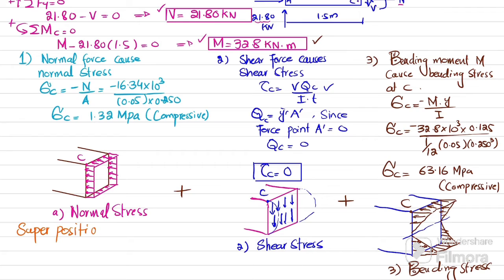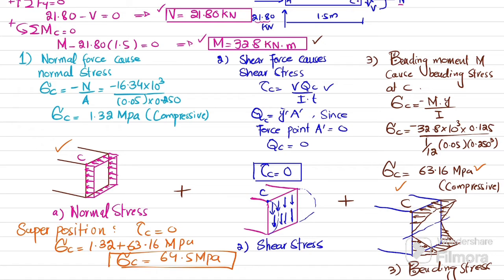and what superposition says is that since shear stress is 0 at point C, the normal stress at point C is equal to the combination of case 1 and 3, clear? So I can write normal stress at point C is 1.32 megapascal and bending stress at point C is 63.16 megapascal. So total stress at point C is 64.5 megapascal. And this is the answer of our question.